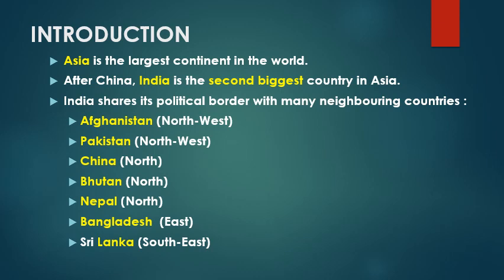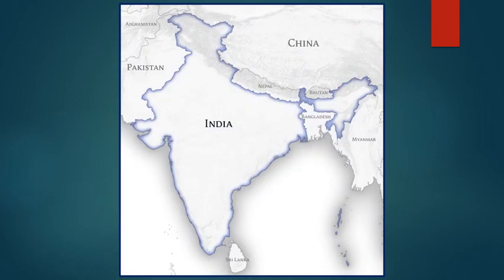These are the names of our neighbors, and we'll have a look at them in the map of India. So this is the map of India, which you might have seen earlier. Let's see our neighboring countries. Neighbors are like people who live around us. Similarly, which countries are around us?